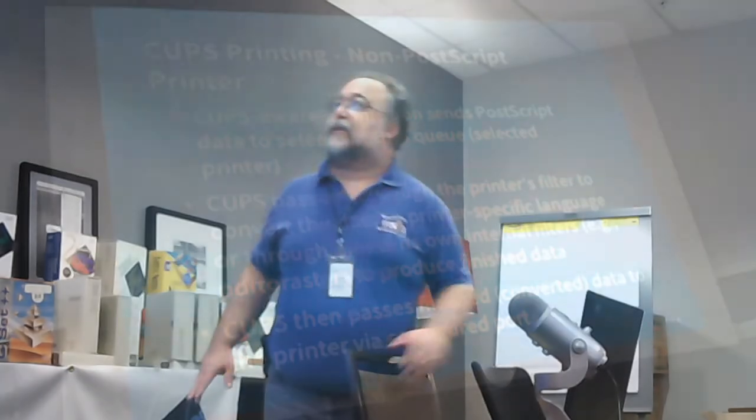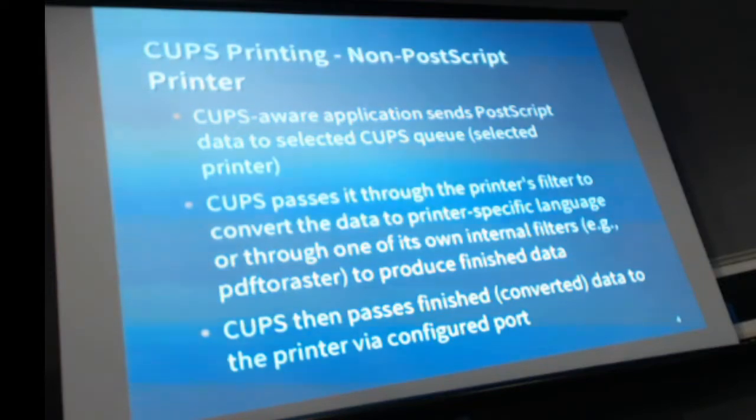Okay. When CUPS is printed to a non-PostScript printer, there's a little bit more involved. In this case, the beginning is the same. The data is sent from the application to the selected CUPS queue, and then CUPS is going to pass that data through the printer's filter to convert it, or to a different type of filter, to convert it to something usable by that printer.